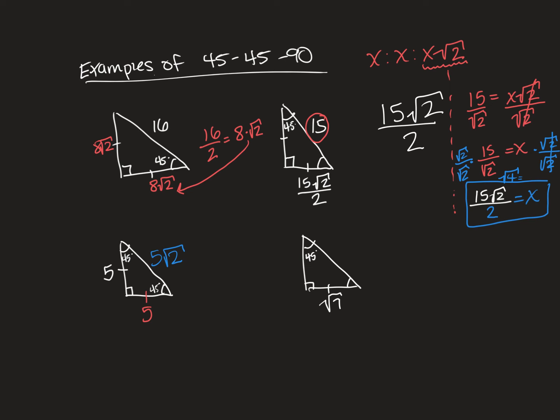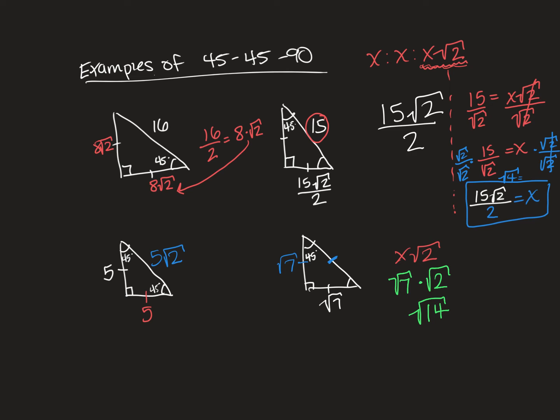Now, in the same manner, let's say we have a leg that's square root of 7, then that means the other leg is the square root of 7. Oh, but what do we do here? The hypotenuse. Well, all you have to do is remember that the hypotenuse is x times the square root of 2. In this case, our x is the square root of 7. So plug in the square root of 7 here. So the square root of 7 times the square root of 2. And the square root of 7 times the square root of 2 is the square root of 14.